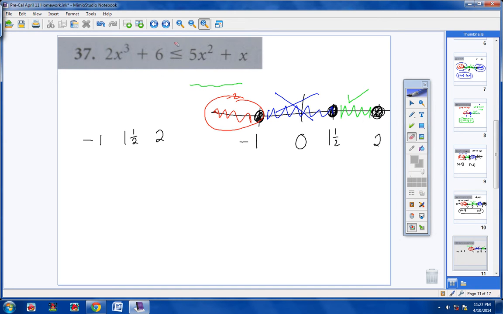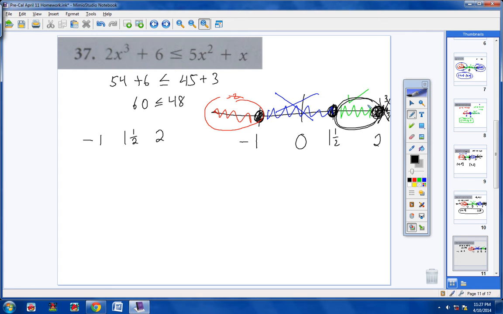Okay, and then we have to lastly check this last quadrant over here to the right, and so we're going to use 3. Okay, we're going to check 3. Well, 3 to the third power is 27 times 2 is 54. So 54 plus 6 is less than or equal to. And we'll put a 3 here. 3 squared is 9 times 5 is 45 plus 3. So we end up with 60 is less than 48. And that is not true.